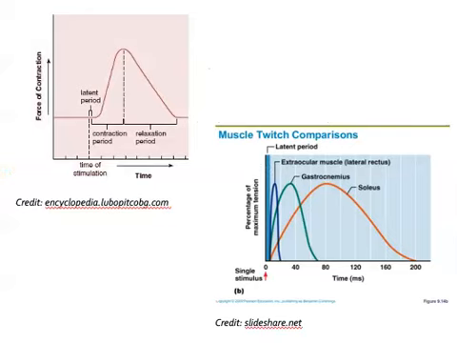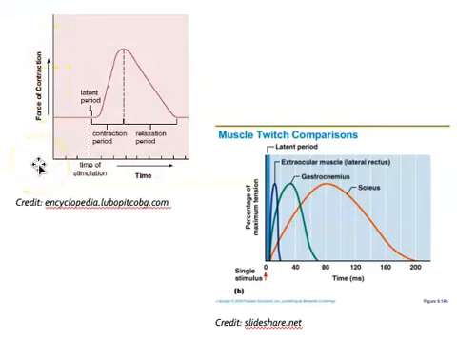So take a look at the two graphs on this slide. The graph on the upper left is what we would see during a muscle twitch. What you're looking at in this graph, what we call a myogram, myo meaning muscle, is time passing by across the x-axis and force of contraction on the y-axis.